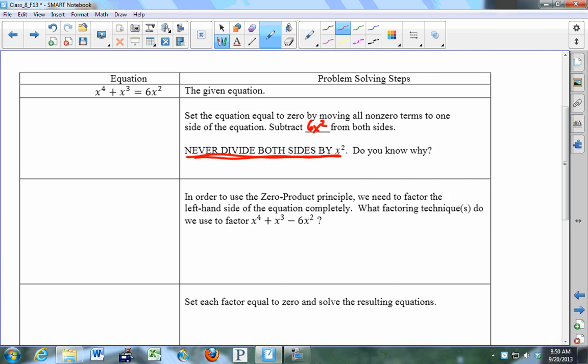Yeah, so what happens if we solve this equation and one of our solutions is 0? Well, you know what, it might be a little easier to see why we can't do this if we go ahead and solve the equation, and then we'll go back and look what would have happened if we divided by x squared. It might be easier to do. Okay, so let's take a look. This is now our equation. Once we subtract 6x squared from both sides, we now have our equation set equal to 0.